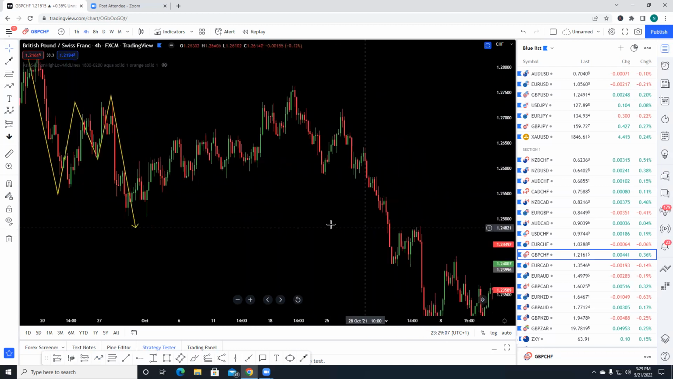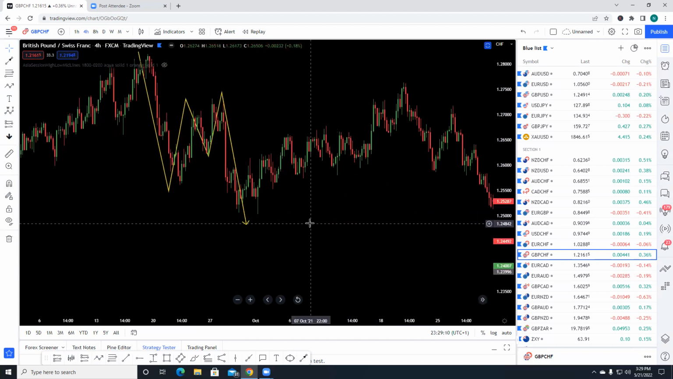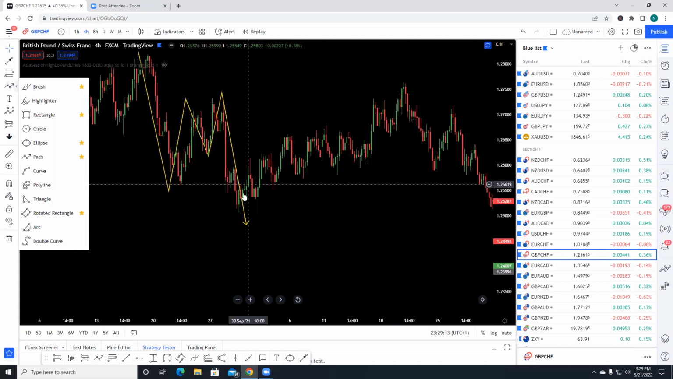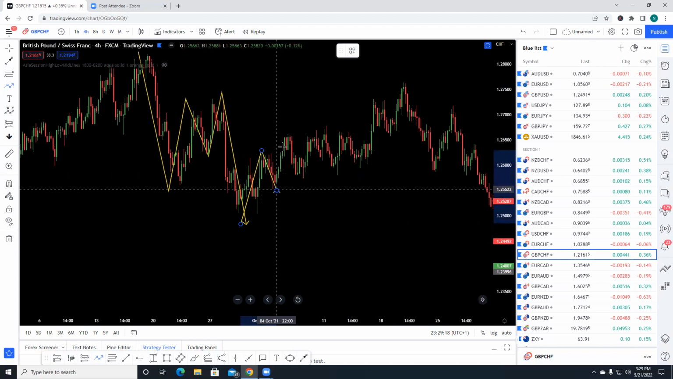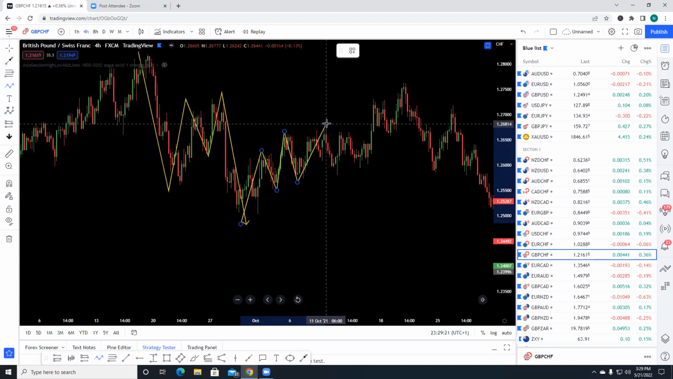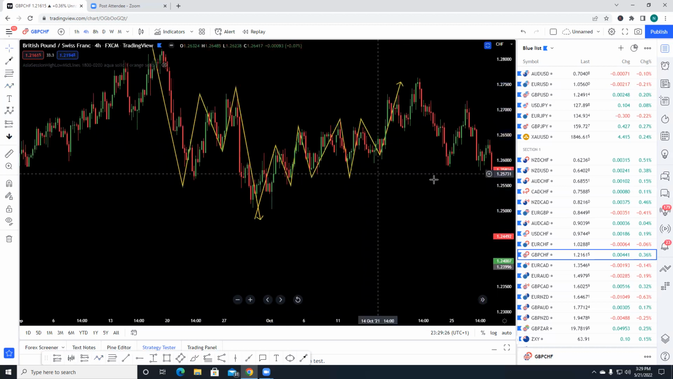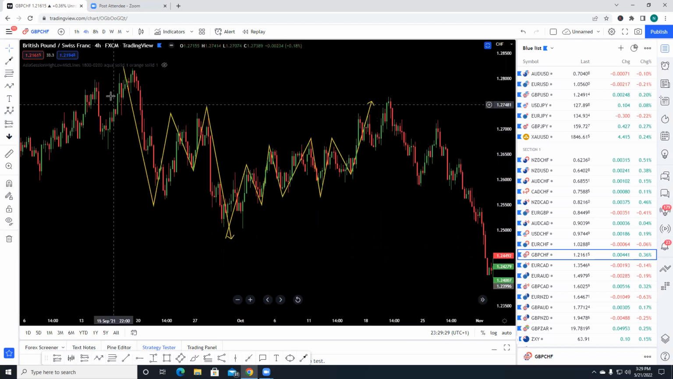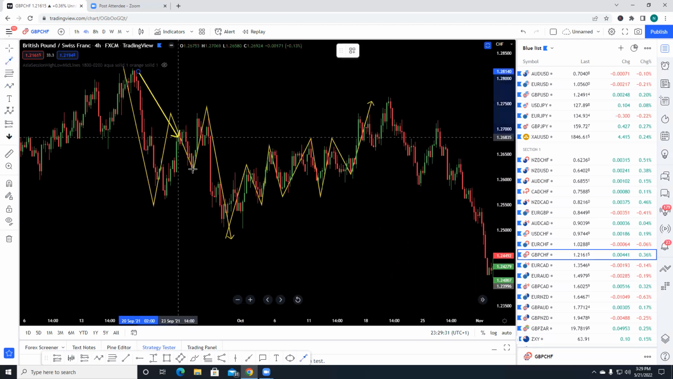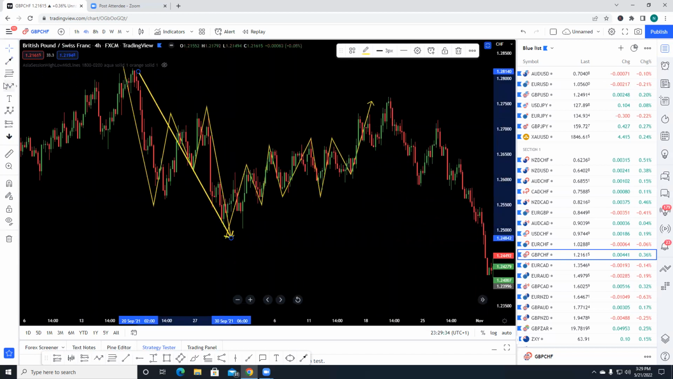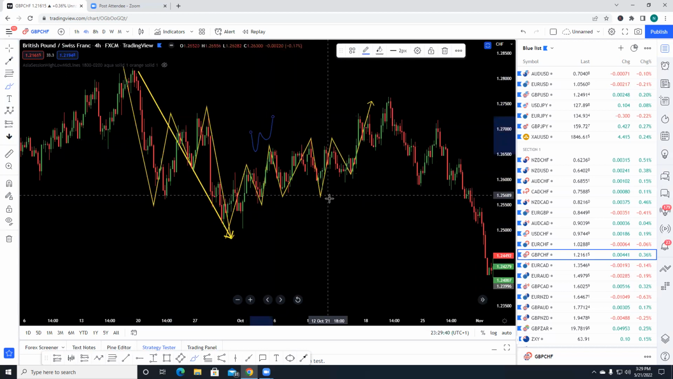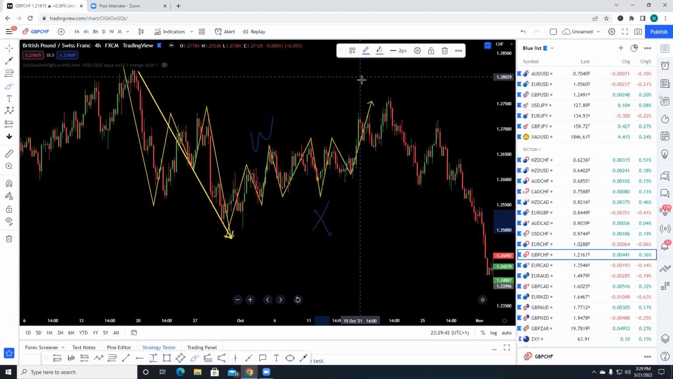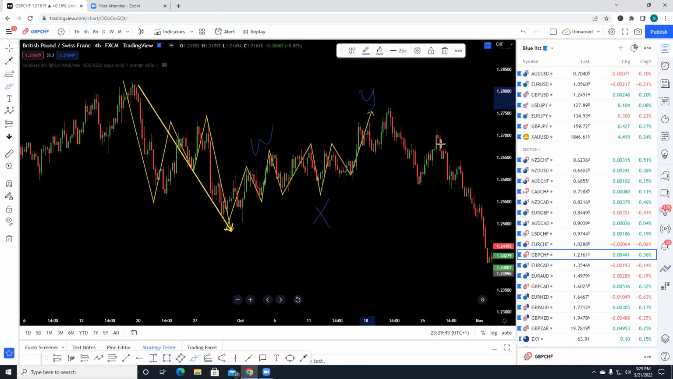In the middle here, you have what is called a complex corrective structure. No, a WXY structure, guys. Look at it. One, two, three. Then one, two, three, then one, two, three. Can you see, guys? This is a WXY structure as a correction. You see this move down, three waves? You see how the wave is corrected by three waves to the upside, W, three waves to the downside, X, and three waves to the upside, Y. This has corrected this move.